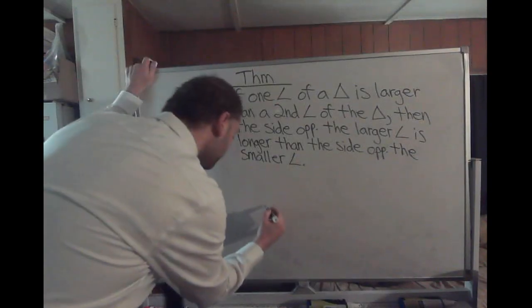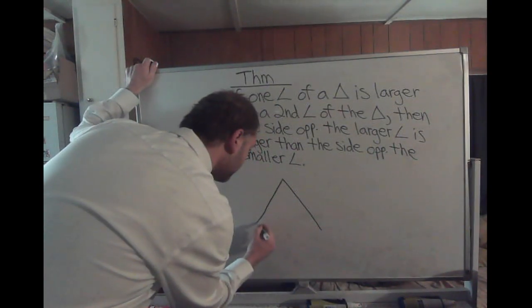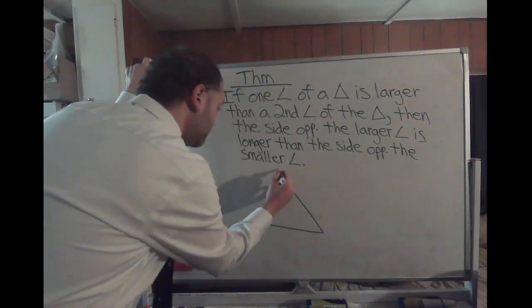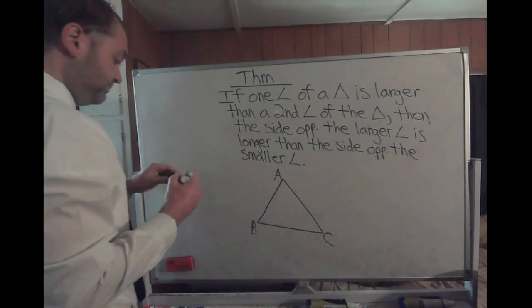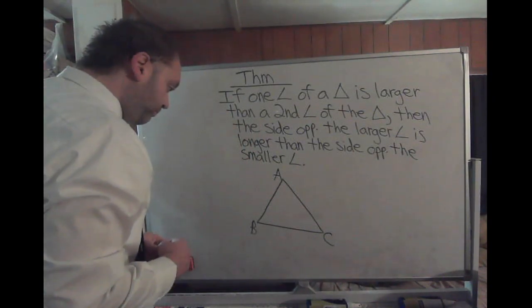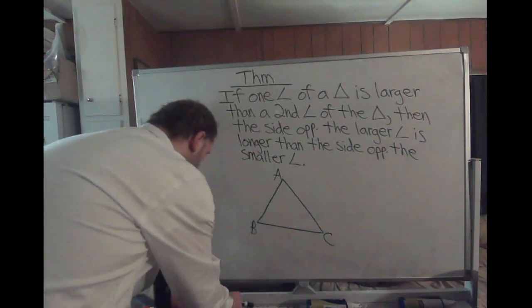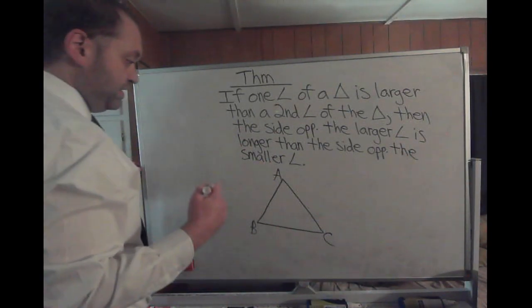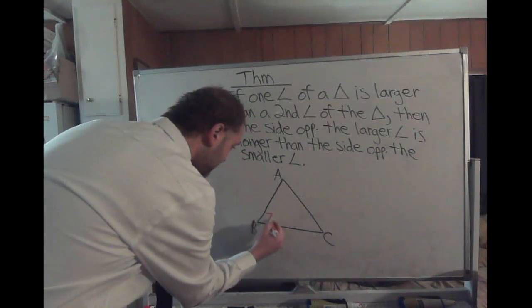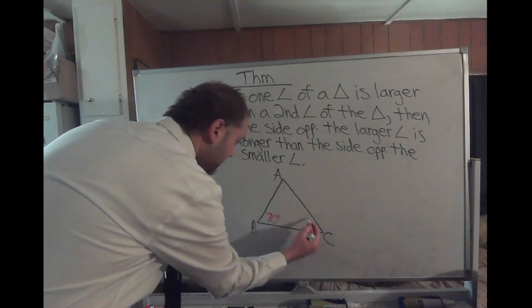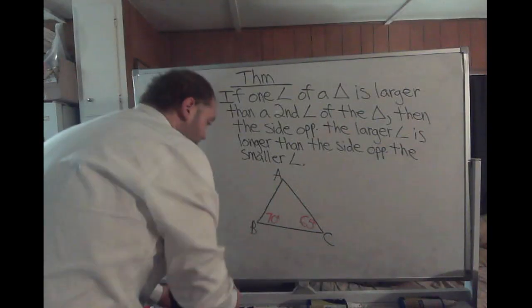And let me draw another diagram here to illustrate the point I'm trying to drive home with this particular theorem. Draw a triangle A, B, C. So let's see here. This angle is 70 degrees. This angle is 65 degrees. Okay.